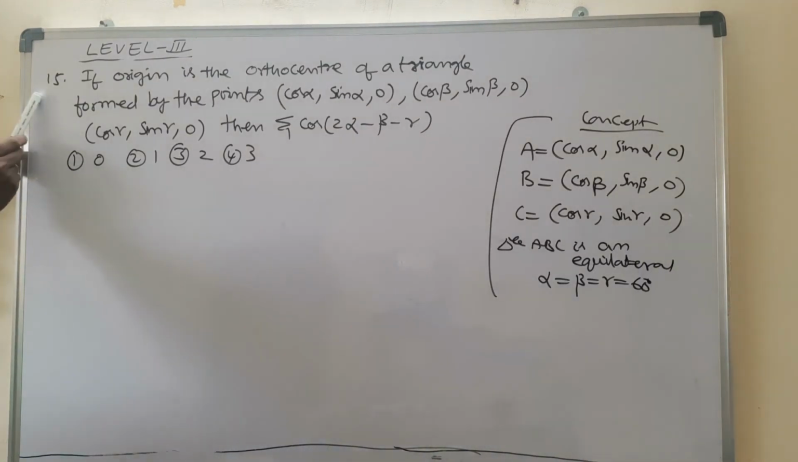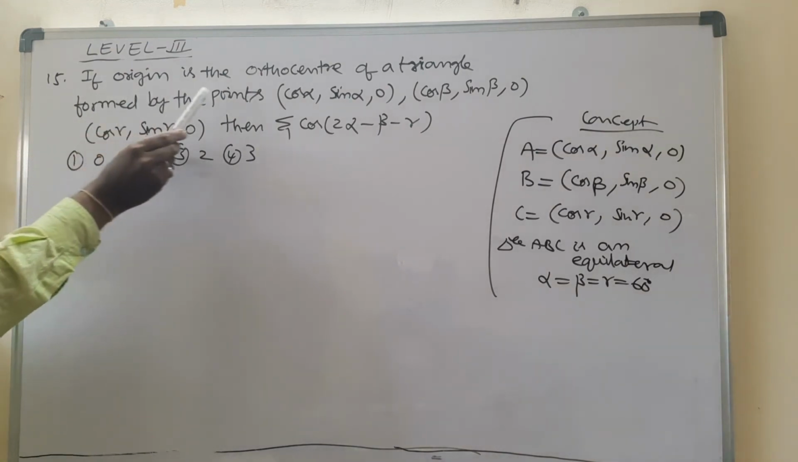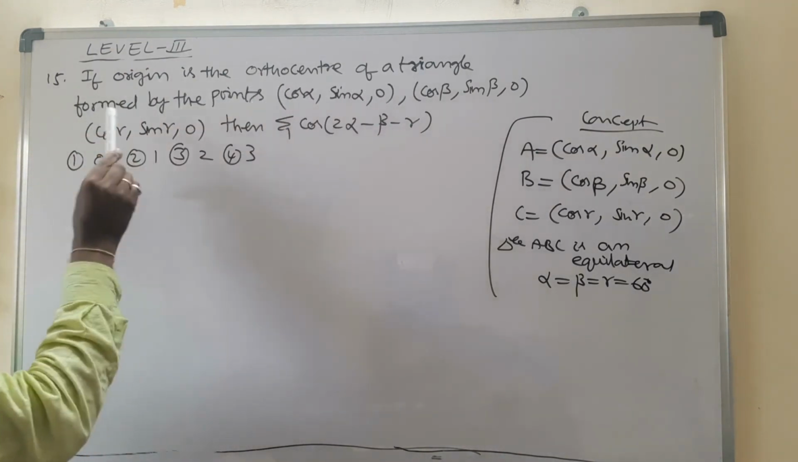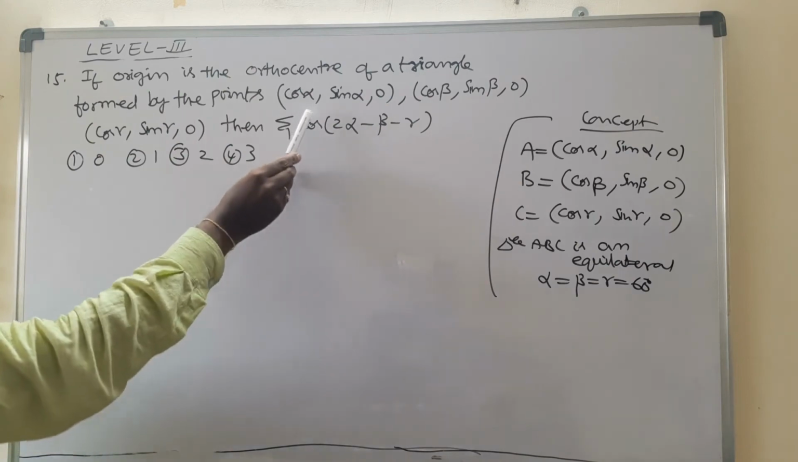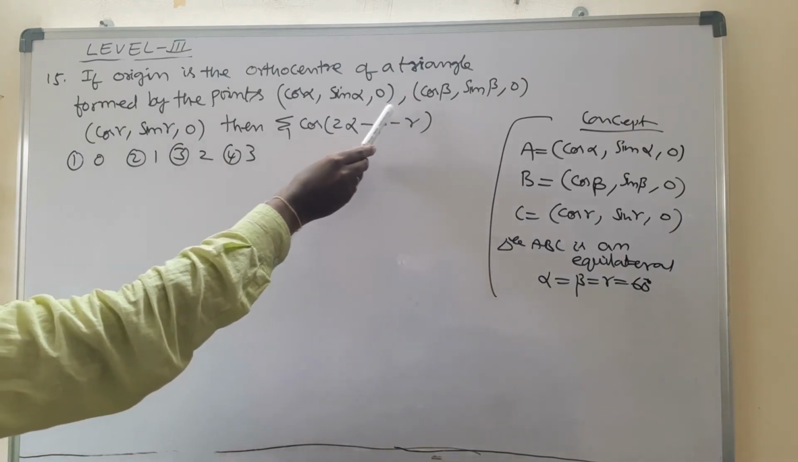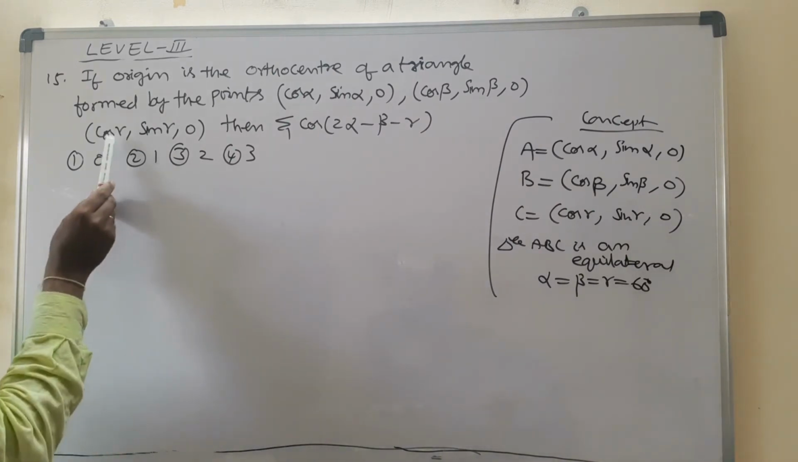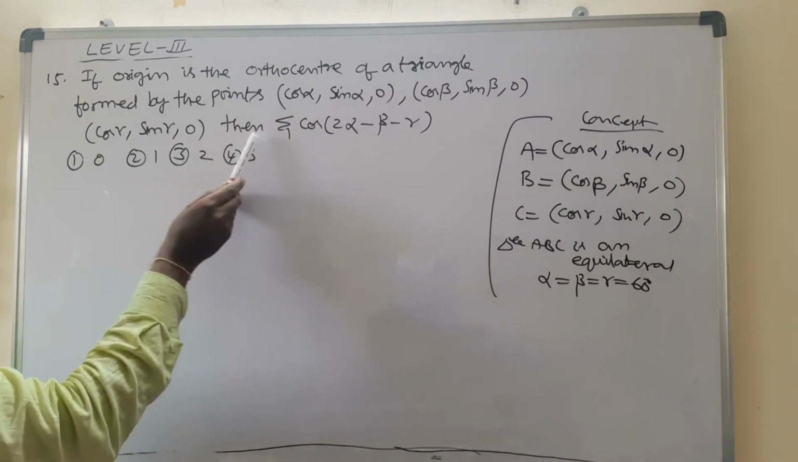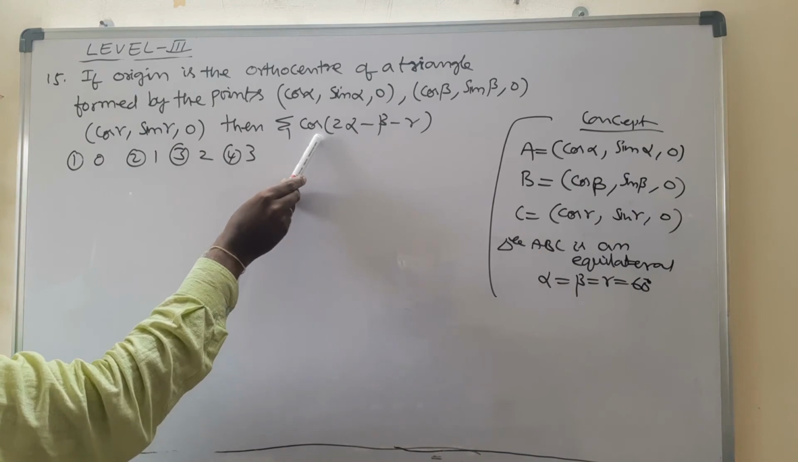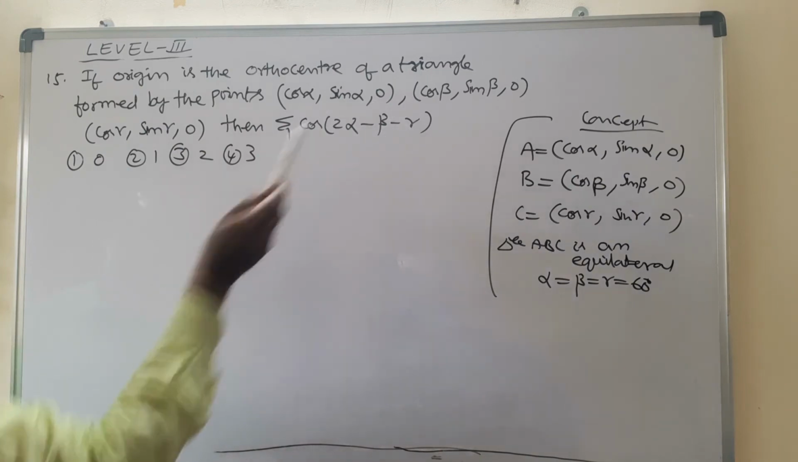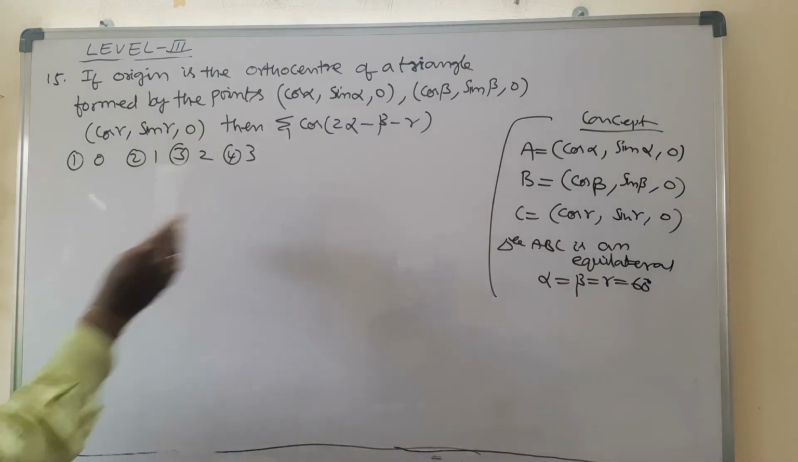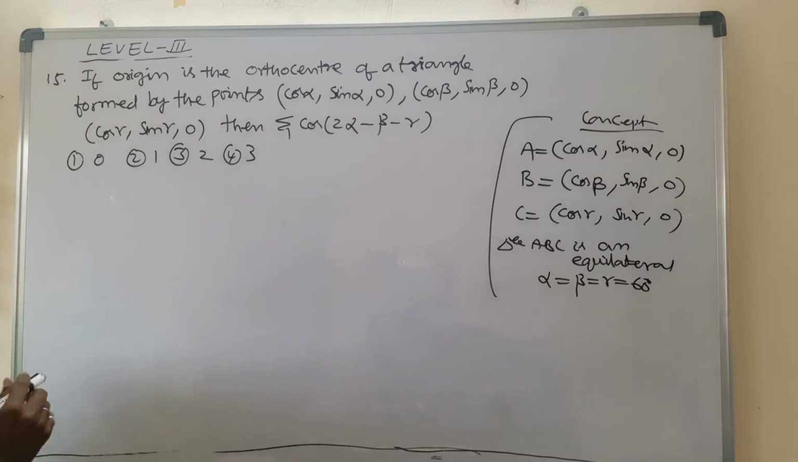Question number 15. If the origin is the orthocenter of the triangle formed by the points (cos alpha, sin alpha, 0), (cos beta, sin beta, 0), (cos gamma, sin gamma, 0), then sigma cos of 2 alpha minus beta minus gamma. Here the four options are given. This is the direct question.